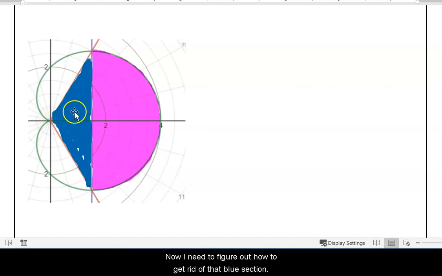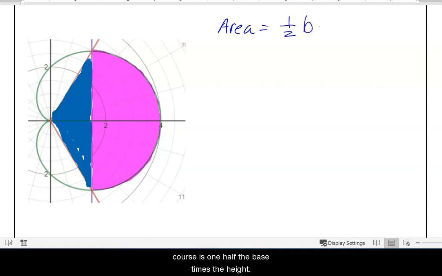Now I need to figure out how to get rid of that blue section. Fortunately, we're in good shape there because it is, after all, just a triangle. Since it is, quote, just a triangle, then if I can figure out the base and the height of the triangle, then I should be able to compute its area. Let's write the formula for the area of a triangle, which of course is 1/2 the base times the height. The height can be seen to extend from the pole along the polar axis. We also should be able to find this intersection point since we know that the angle is pi over 3.